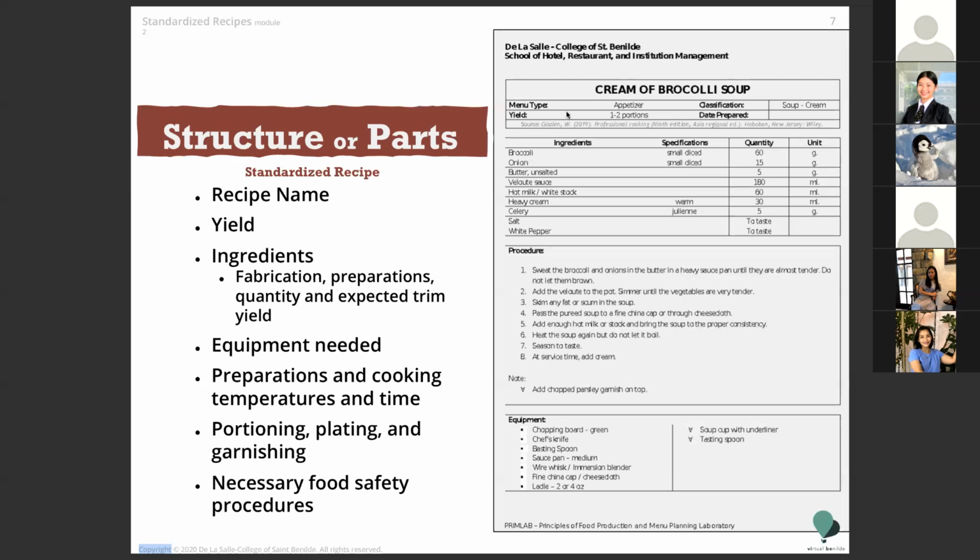Good. Also, by the way, the menu type here says if it's an appetizer, if it's a main course, if it's a dessert. The classification is it a soup? Is it a meat item? The menu type and the classification can sometimes be interchanged. Now you could use the same depending on the recipe that's being prepared.